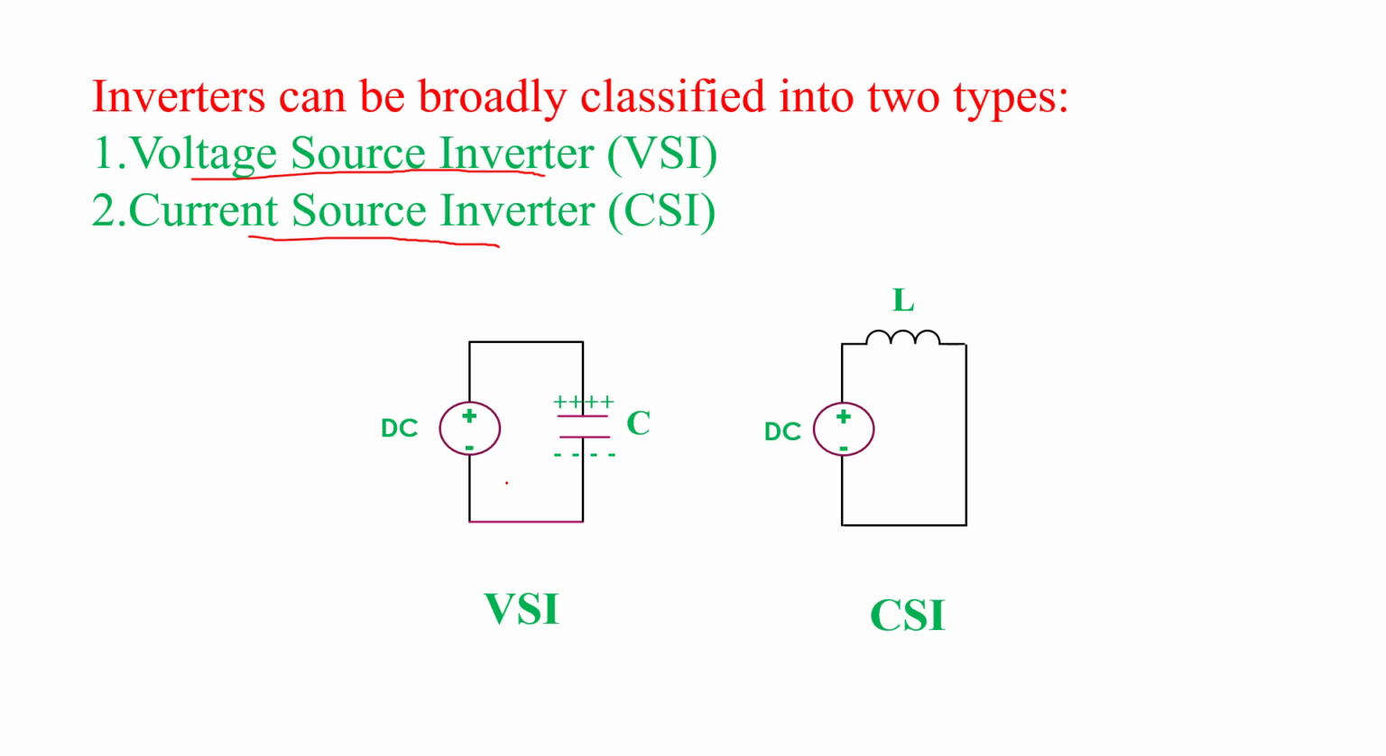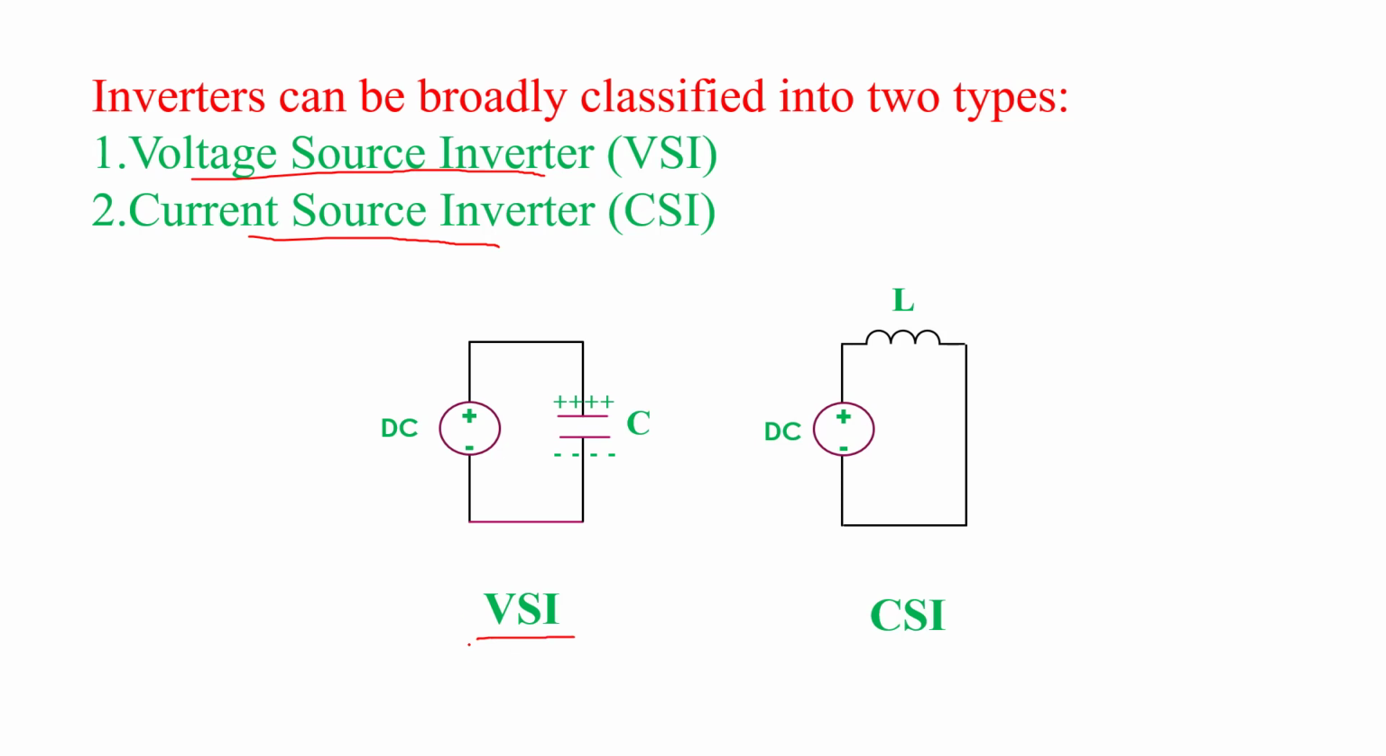So, if a constant or stiff voltage is given at the input side of an inverter, it is called VSI, and if a constant current or stiff current is given at the input side of the inverter, that inverter is called CSI. This is the basic difference.